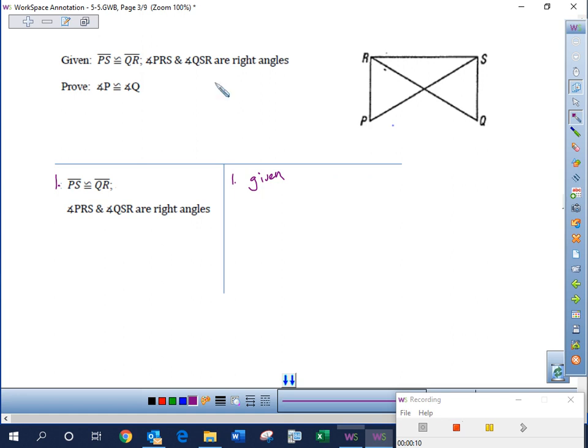It says all of this given stuff, so I'll let you pause the video and write it down. Now I'm going to mark it. Segment PS, that's this whole segment, and remember we'll put that towards the middle, is congruent to segment QR. We'll put that towards the middle too, and these are overlapping triangles. They also want me to prove angle P congruent to angle Q.